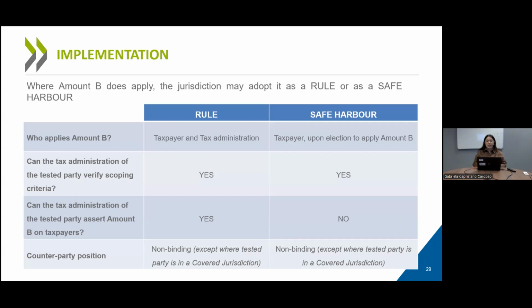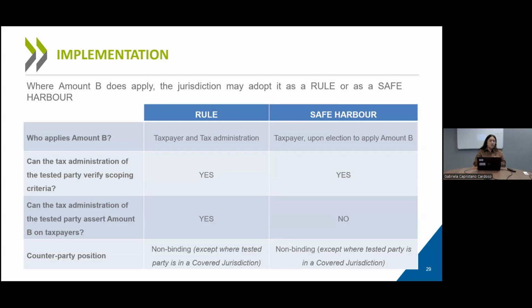Now, finally, as I mentioned, there are two options for jurisdictions to apply Amount B. They can do so as a rule or as a safe harbor. And the main difference here is who can apply Amount B. So this table helps visualize this application. As you can see here, when you have a jurisdiction that applies Amount B as a rule, then both the taxpayers and tax administrations should apply Amount B to transactions that meet the scoping criteria of Amount B.